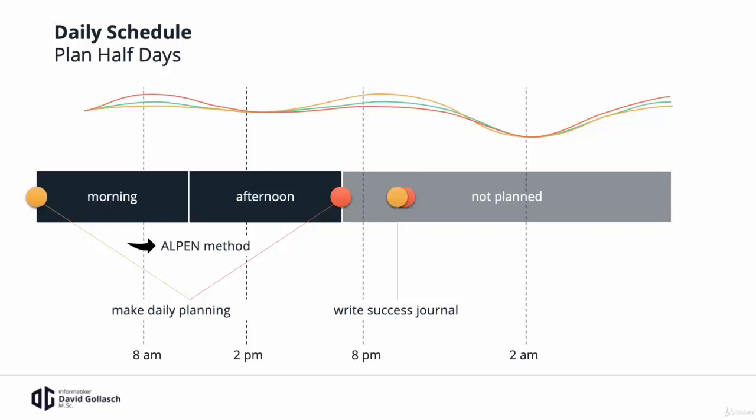And afterwards, don't plan the time after office time that much. So I suggested to just plan 60% of the available time of your day, and this includes as well to not plan the evening entirely.